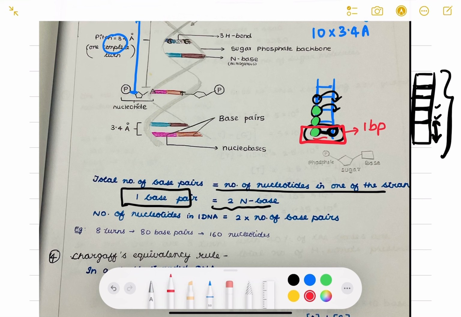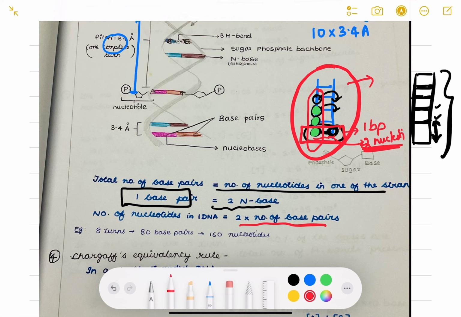And how many nucleotides do you have? You have 2 nucleotides. Sorry, two nucleotides, right? So the number of nucleotides in the entire one DNA would be what? Twice the number of base pairs. Okay.